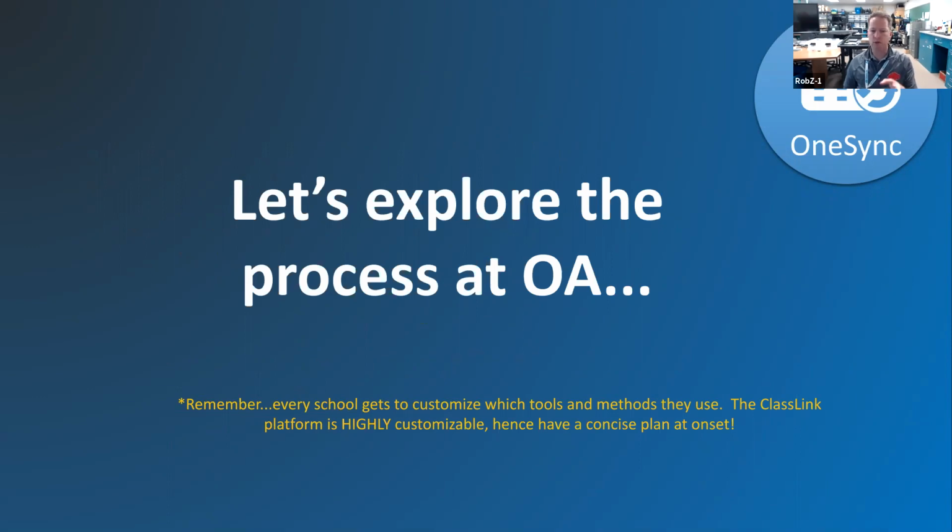And just remember, every school gets to customize which tools and methods they use. What I'm about to show you here is our way at Oakfield, but it's highly customizable. That's why at the start, you will work with an account manager and other managers at ClassLink to figure out what your goals are. What do you want to be automated and what do you want to still do manually? Because it's not a one-size-fits-all approach. There are a lot of different options that you have.